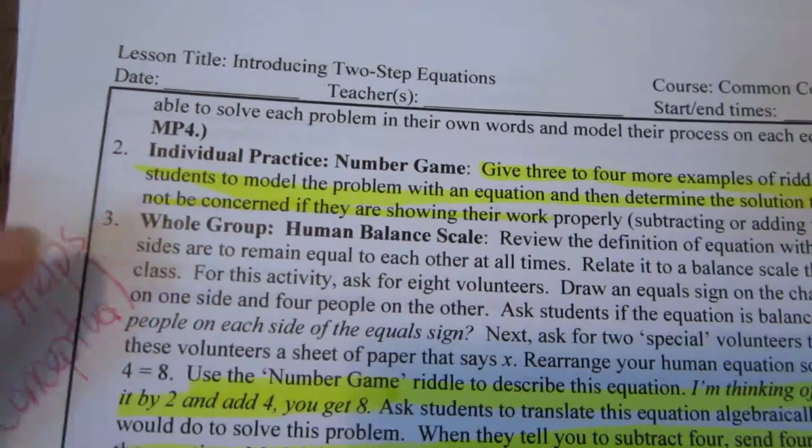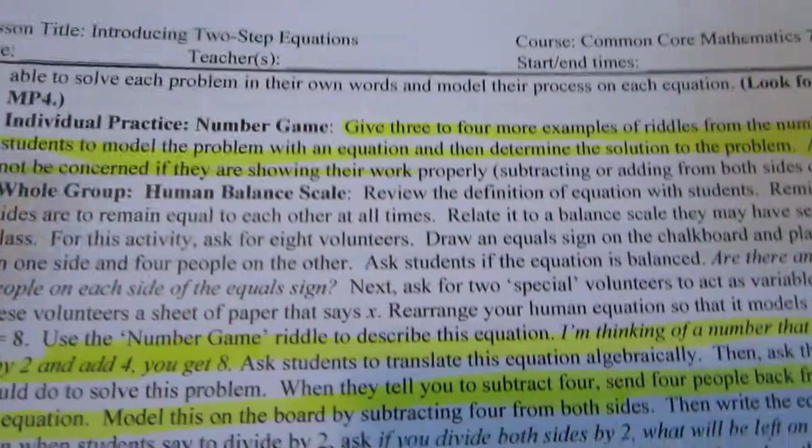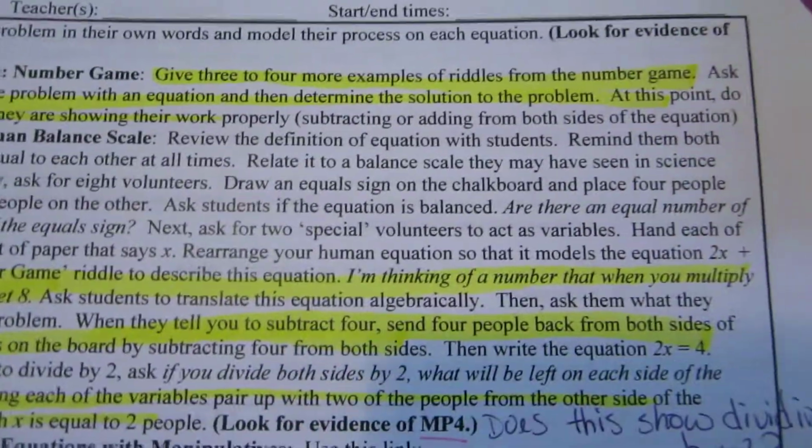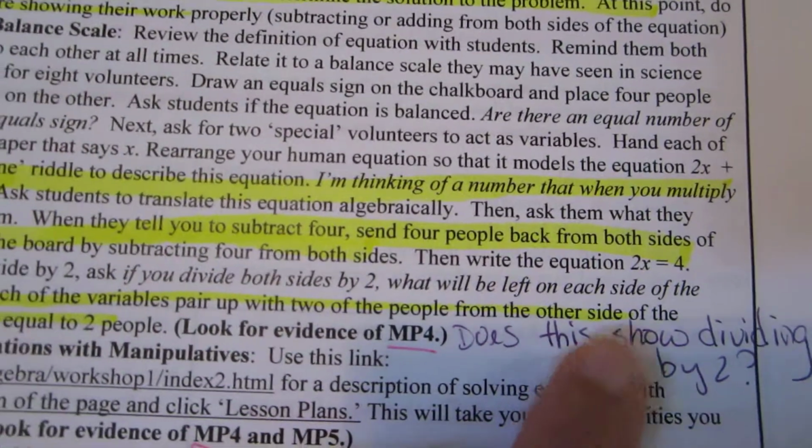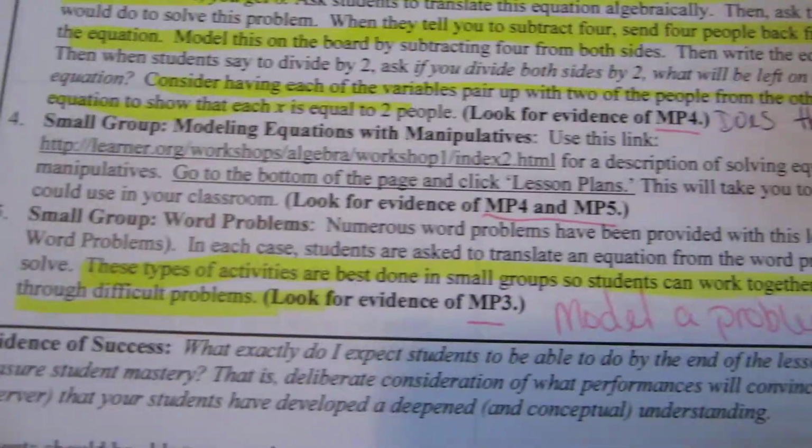Then for the whole group, the human balance scale, I thought that was really good for the conceptual understanding. I wasn't sure how this part really showed dividing by 2. I thought it might be a little more clear about that.